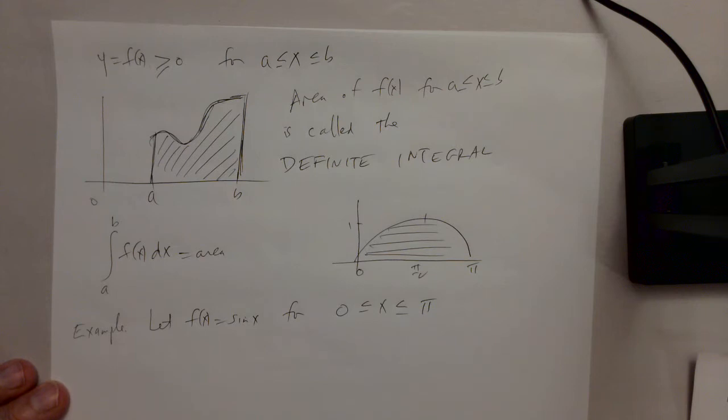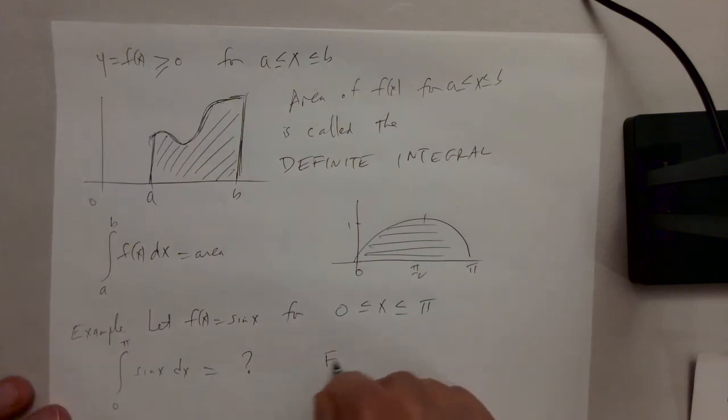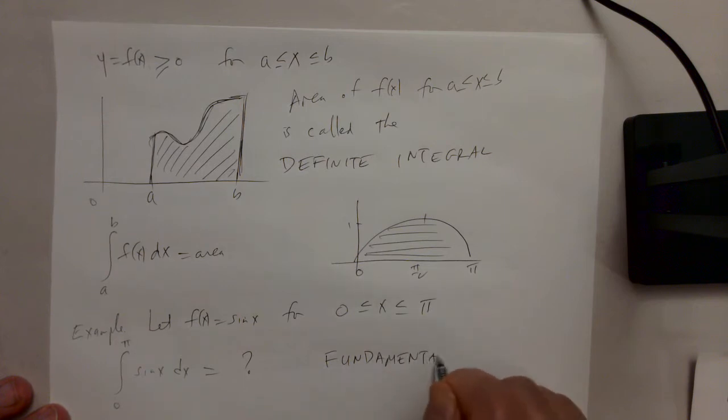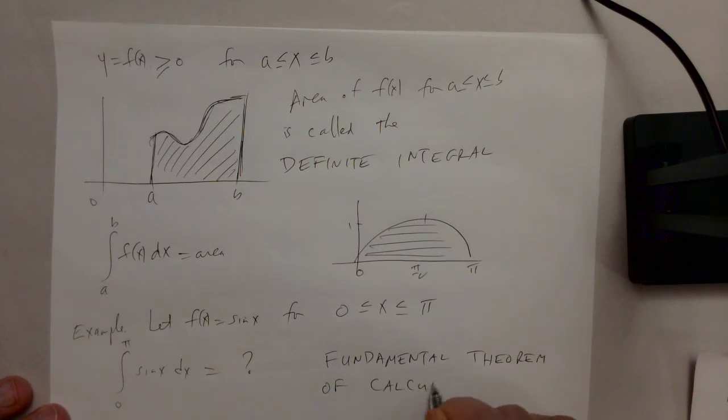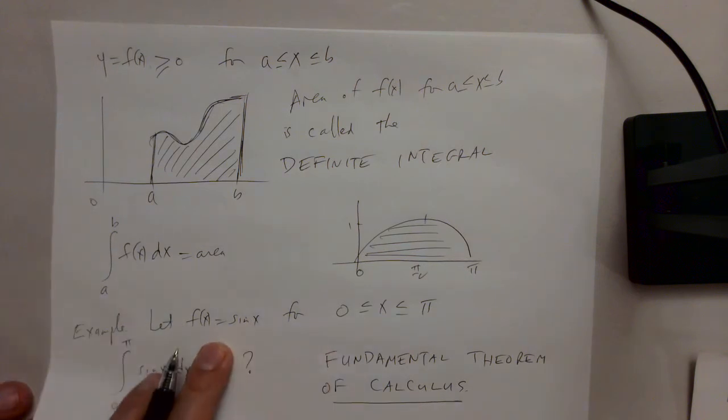So that's the integral from 0 to pi of sine of x dx. And what is that equal to? Well, to find that, we need to use what is called the fundamental theorem of calculus. What does that say?